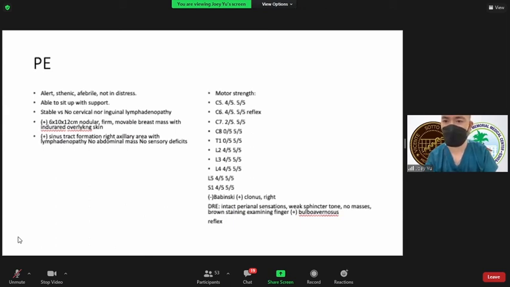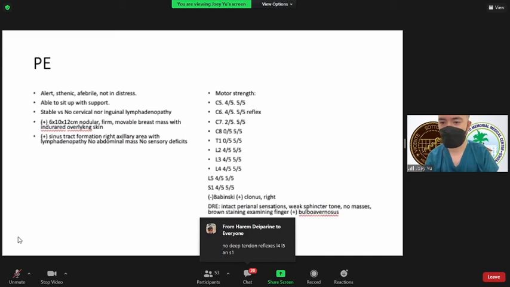For the motor strength, C5 and C6 is 4 over 5. Then C7, 2 over 5, and 5 over 5. And below that, C8 to T1, so 0 over 5 on the right side. But for your L2 to S1, the only deficit is on the right side, which is only 4 over 5. The left side is unremarkable. So negative Babinski reflex, but with a positive clonus on the right.